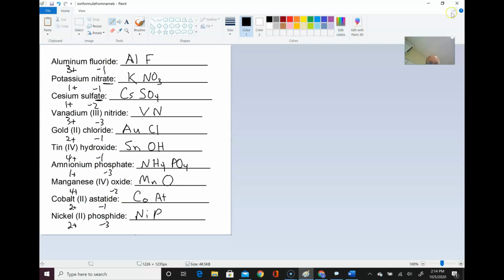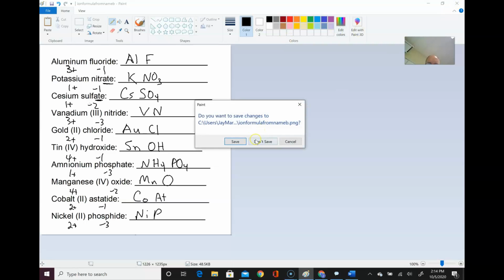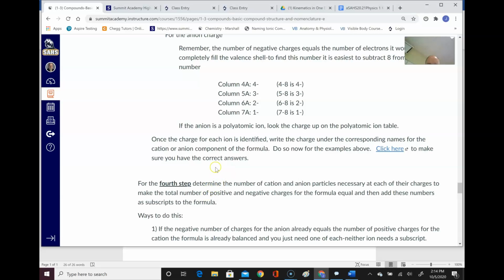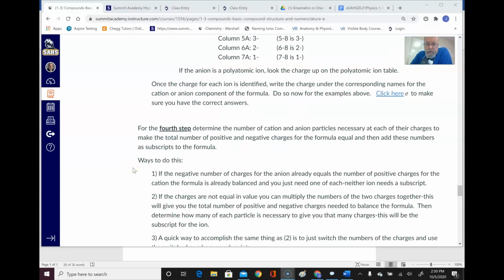Okay, so that's our sheet for the third step. The fourth step: we need to now determine the number of cation and anion particles necessary at each of their charges to make the total number of positive and negative charges for the formula equal, right? That's the whole goal of this. The number of positive and negative charges have to be equal. And then we use these numbers as the subscripts.